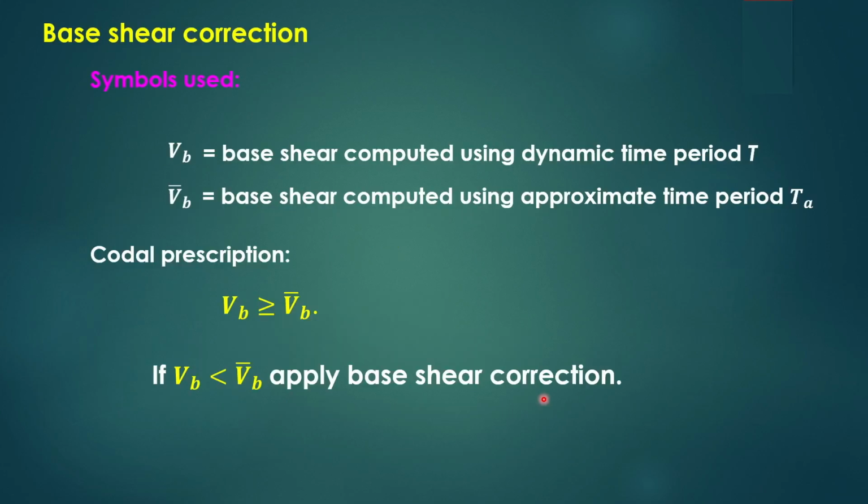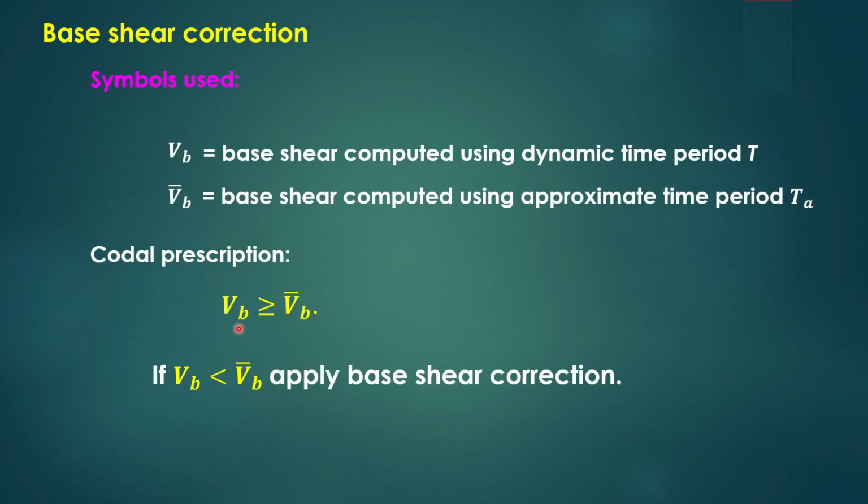So symbols that we are using here are VB, base shear computed using the dynamic time period T, and VB bar is the base shear computed using the approximate time period TA given in the code. So codal prescription is this: VB should be greater than or equal to VB bar, but if it is less than that, as per this condition, then apply base shear correction.